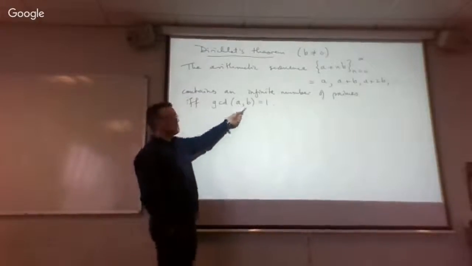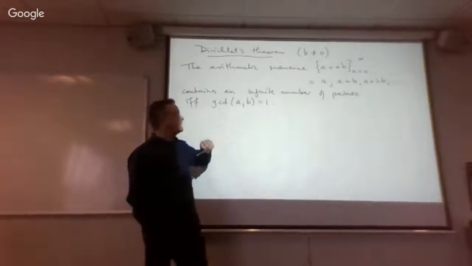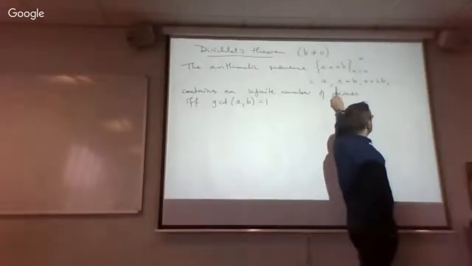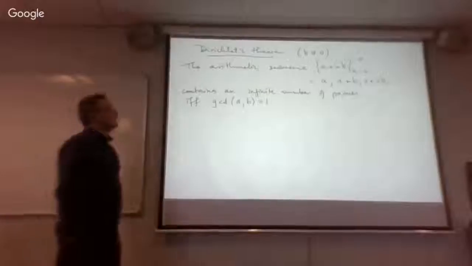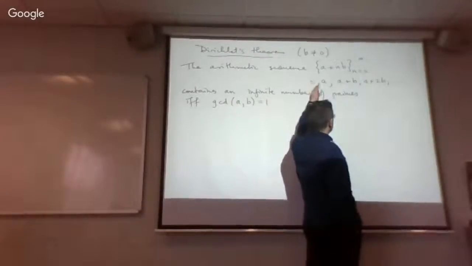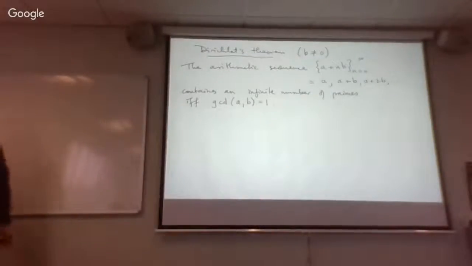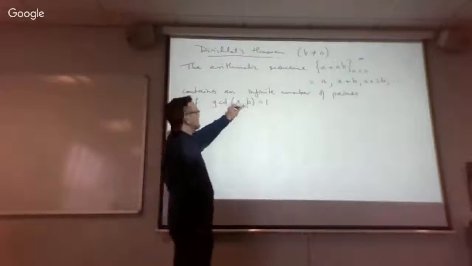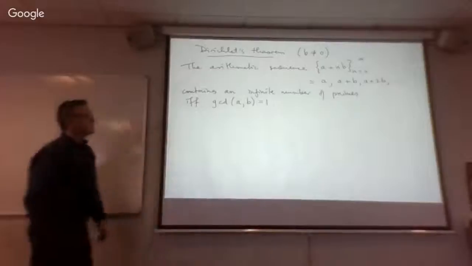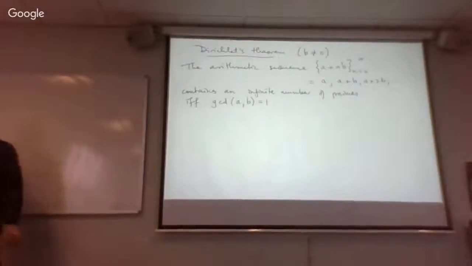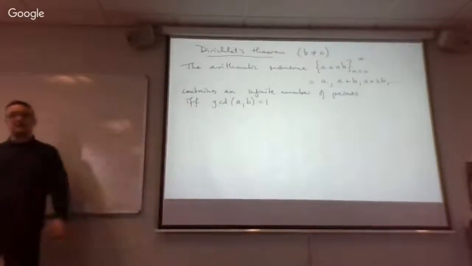clearly if this greatest common divisor was greater than 1, so if a and b had a greatest common divisor of 3, say, then each element of the sequence would be divisible by that 3. So maybe if a was 3, it would contain 1 prime at the start, but then everything after it would be composite. But if the GCD of a and b is equal to 1, then these numbers aren't obviously composite. They will certainly mostly be composite numbers, but Dirichlet's theorem says that there will always be an infinite number of primes in there.